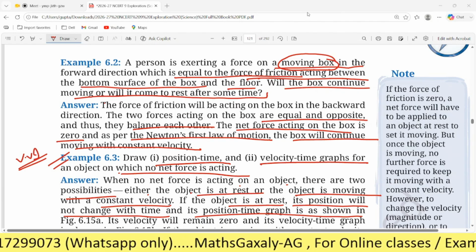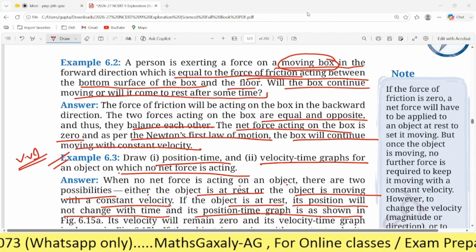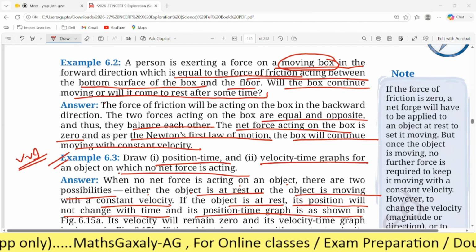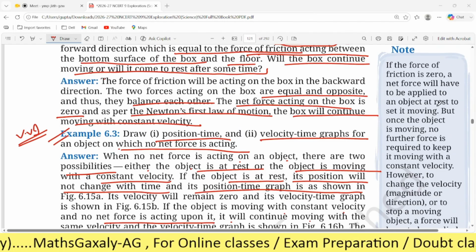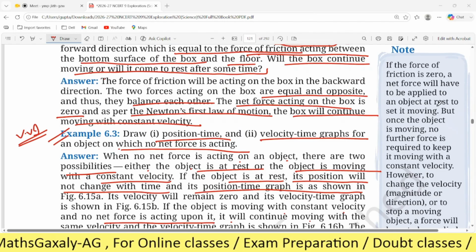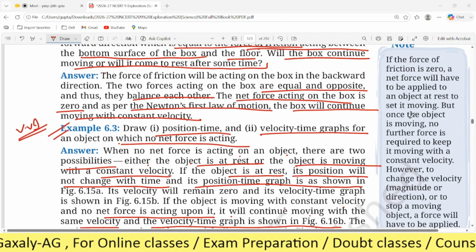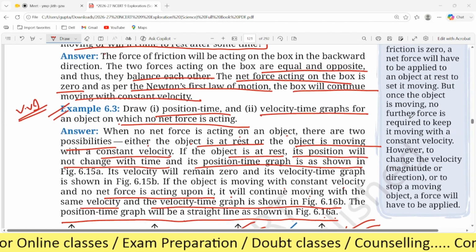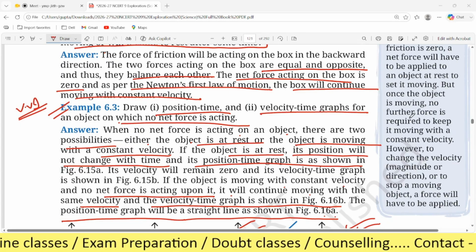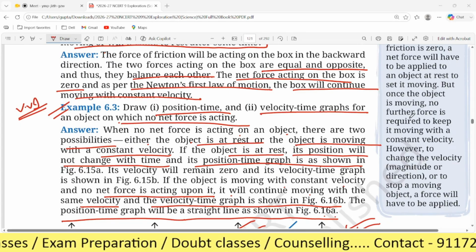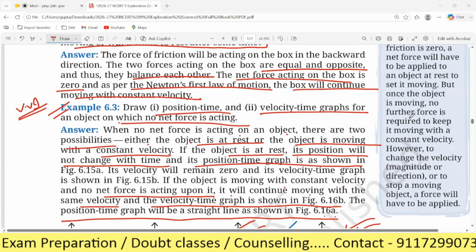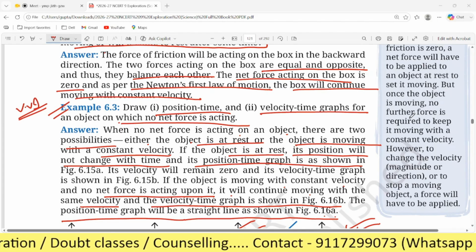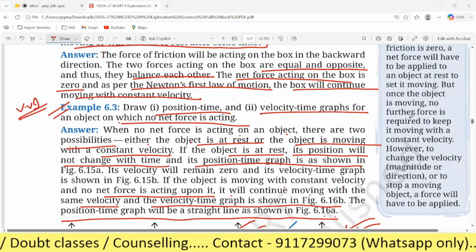It says that if the force of friction is zero, a net force will have to be applied to an object at rest to set it moving. But once the object is moving, no further force is required to keep it moving with a constant velocity. However, to change the velocity, meaning magnitude or direction, or to stop a moving object, a force will have to be applied. Okay, so did you understand this point?